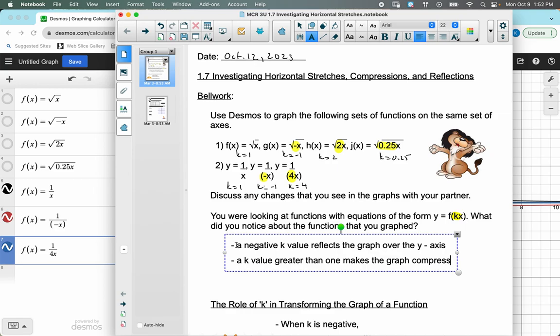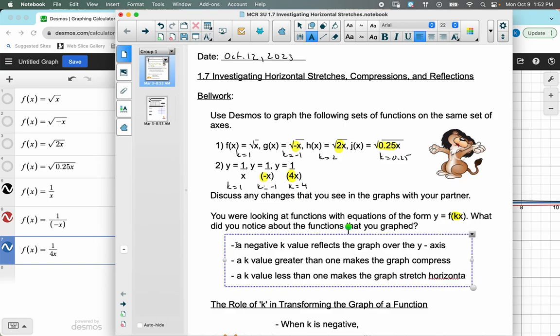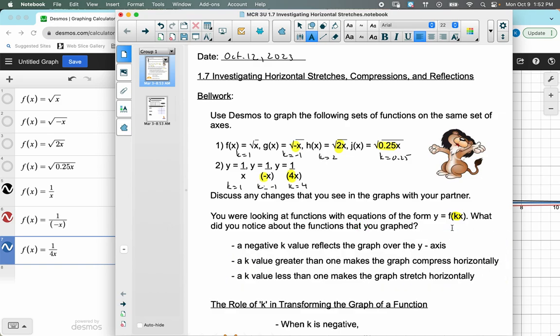The root function got wider, the reciprocal got closer to the axes, okay, and then a k value less than 1 makes the graph stretch in a horizontal direction, okay? So everything that's happening is in a horizontal direction. I'll flip back to Desmos for a second to point at that and show you what I mean.